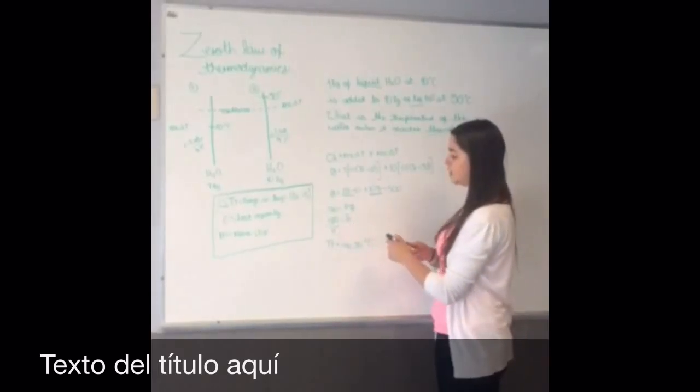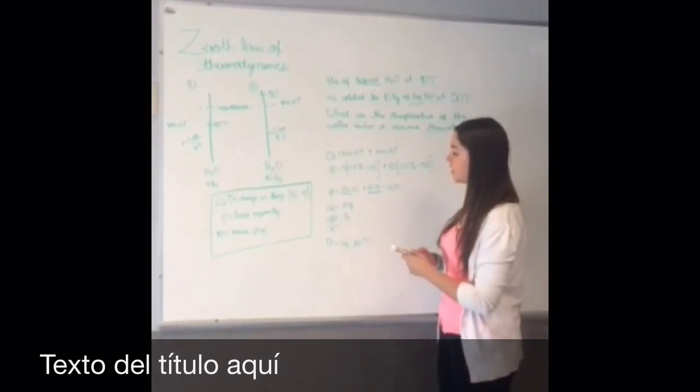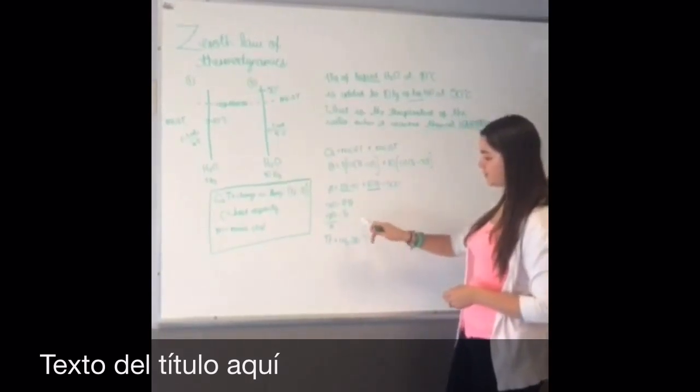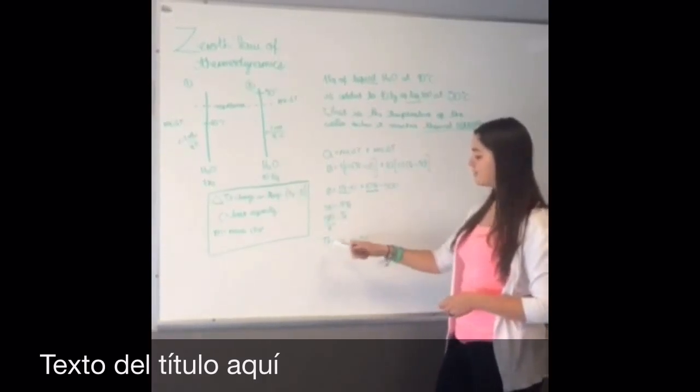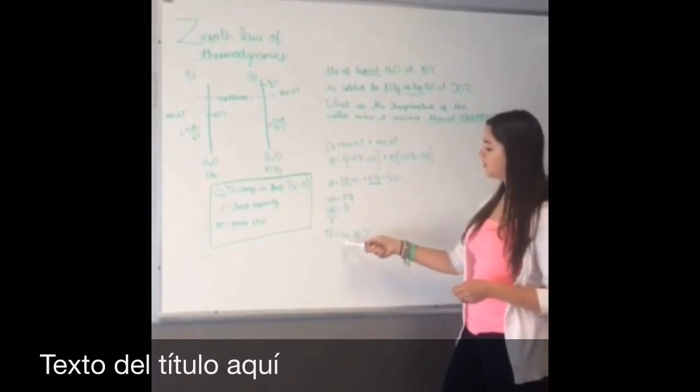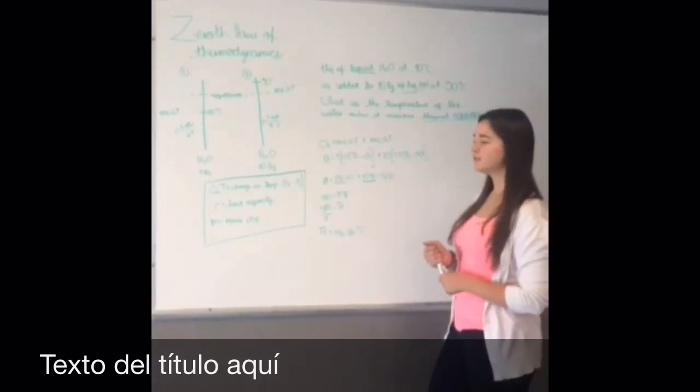Then we will have that 510 is equal to 11 TF. We're looking for TF, so TF will be 510 over 11, and the final temperature will be 46.36.